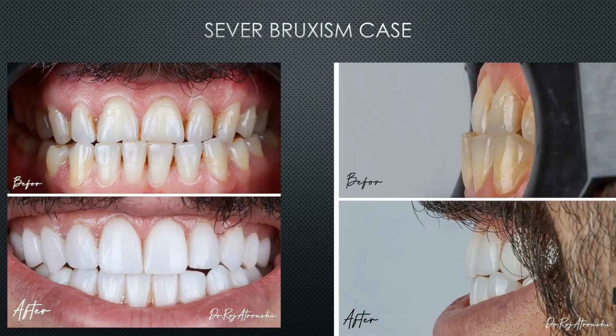Going to the next case. Oh, this is a massive case. This patient was 30 years of age, a young patient, with severe bruxism, not attrition. Look at his bite, how is it? It's becoming a reverse bite. So what we did here is the treatment plan. I made a full mouth rehab for the upper and the lower.